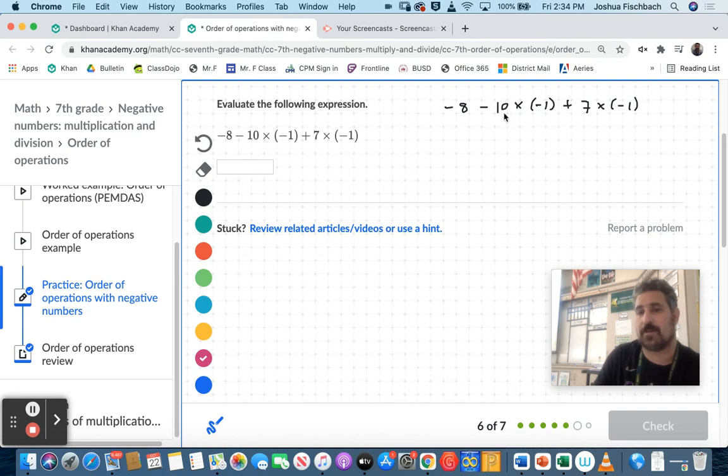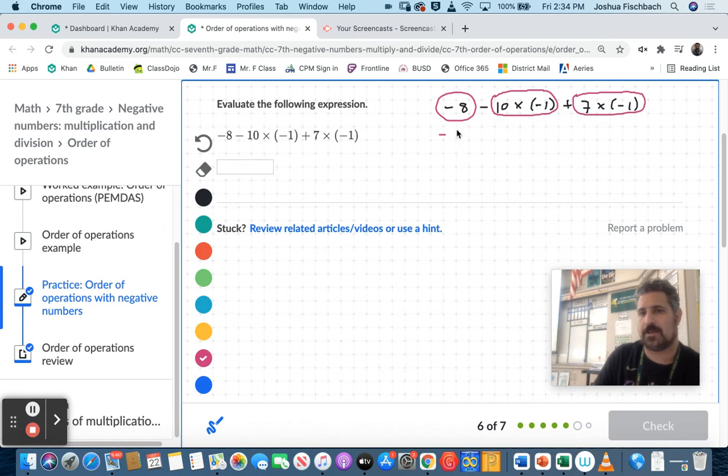Remember, the terms are separated by addition or subtraction outside of parentheses. So this is going to be one term, negative 8. And then you've got another term here, which is the value of 10 times negative 1, and you're subtracting that. And then you're going to have another term here, which is the value of 7 times negative 1, and you are adding that. Okay, so this is one way to approach the problem: the subtraction and addition are your separators, and you have these three values that are being combined. Negative 8, take away the quantity of 10 times negative 1, plus the quantity of 7 times negative 1.